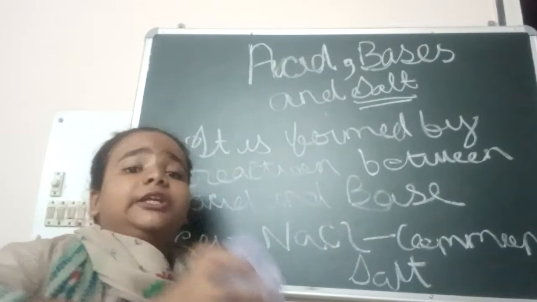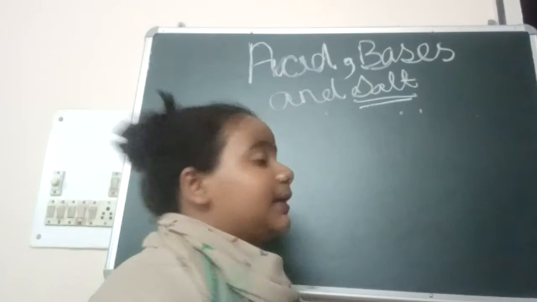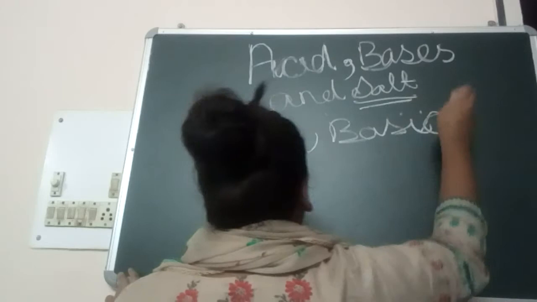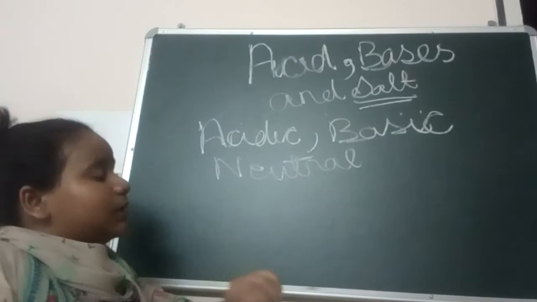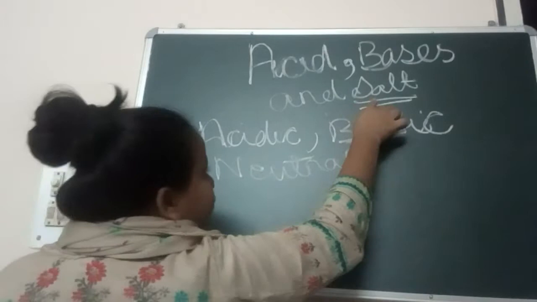Neutral salt, acidic salt, and basic salt. We have talked about acid and base. Now, what is neutral? Neutral are those substances which are neither acidic in nature nor basic in nature. That is called neutral.